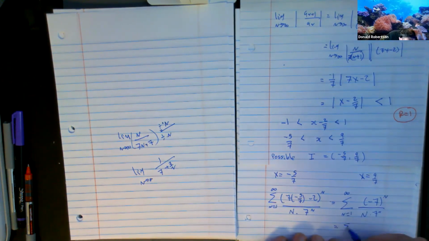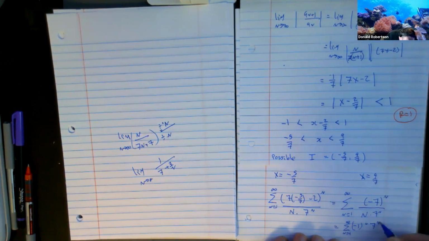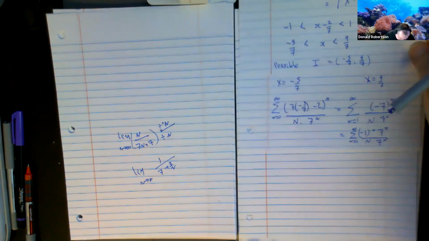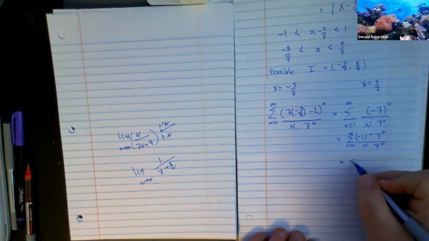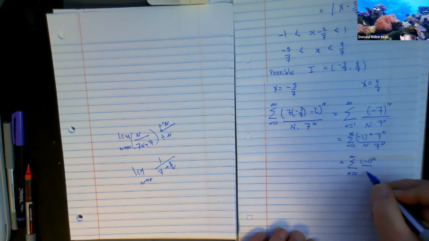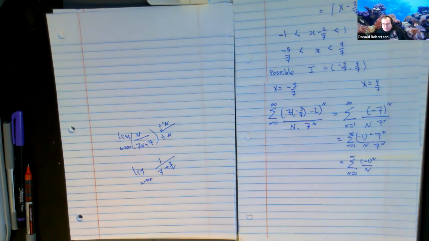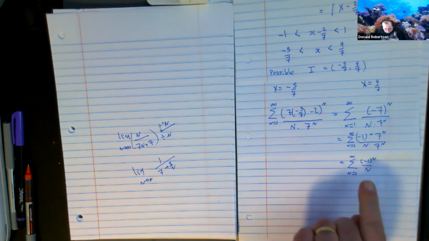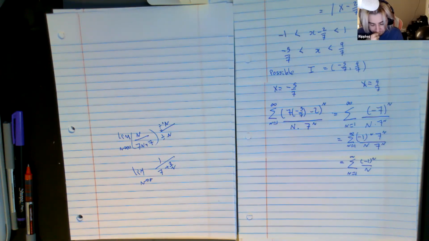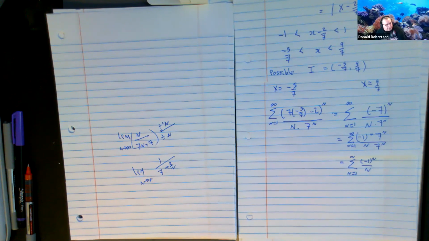If you pull out -1 to the n and 7 to the n, you now get that guy. And I can simplify this fella to that fella. So here's the question. You hopefully can recognize that guy. Do you recognize it as an alternating series? It's actually a very simple one. Do you know whether it converges or not? Can you remember?